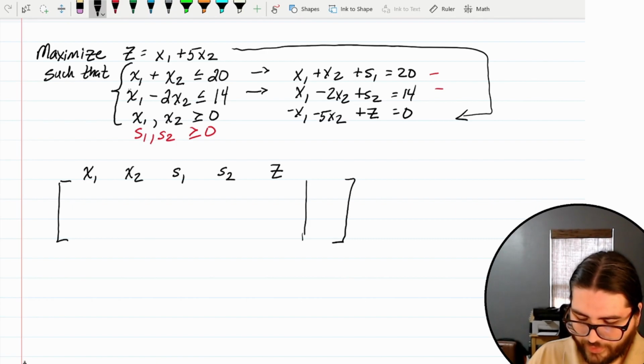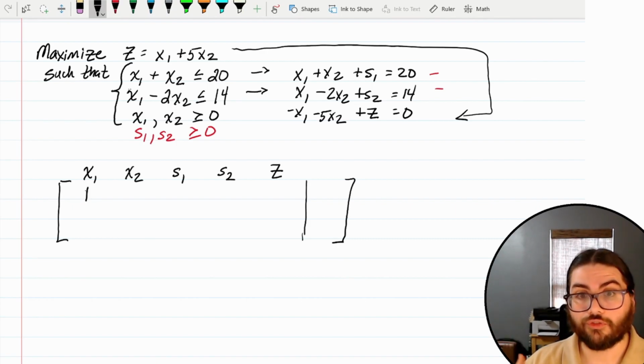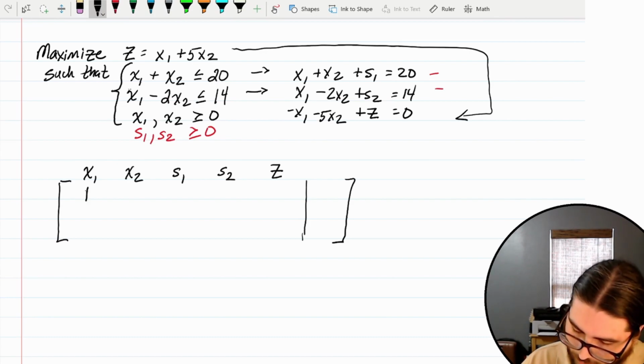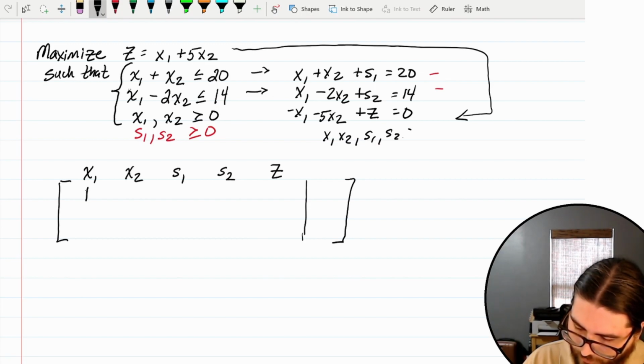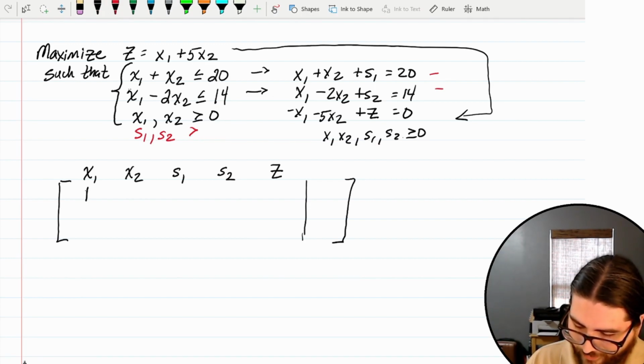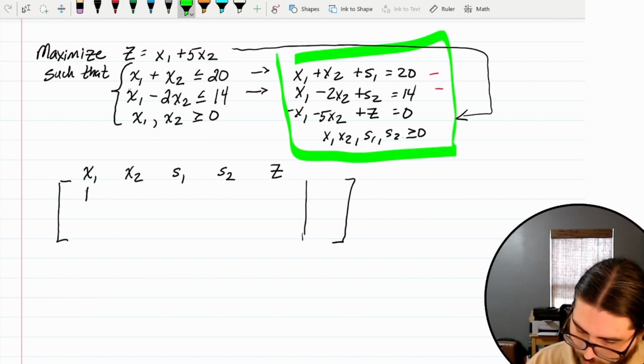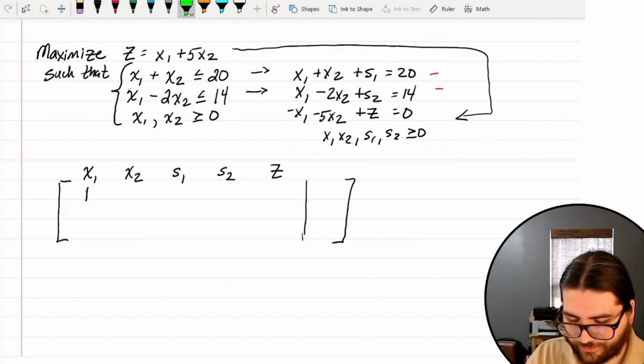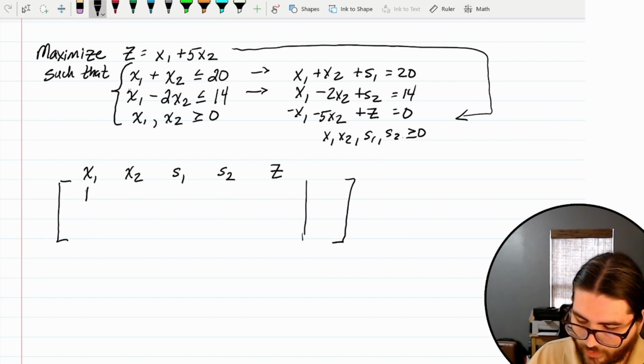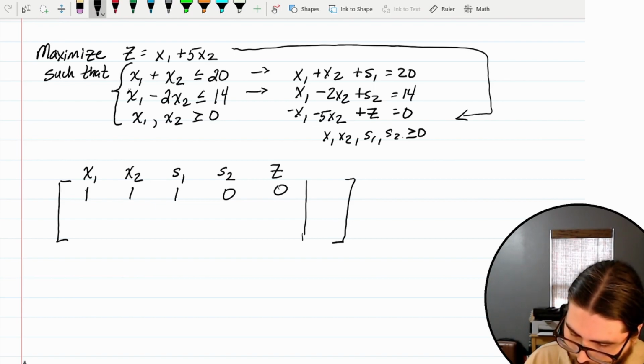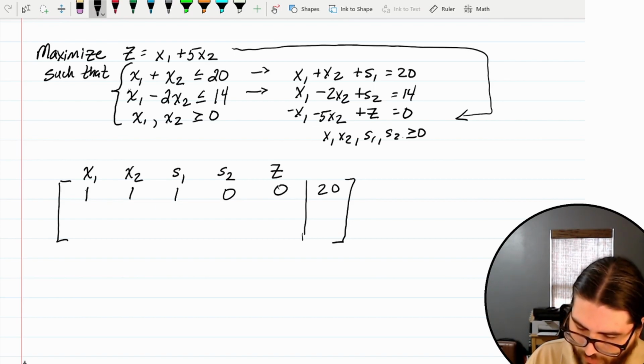And now I fill it in. Remember all of the coefficients from my system of equations. There we go. I put it there. So this is basically my full system of equations that I'm transforming into a matrix. 1, 1, 1, 0, 0, 20, 1, negative 2, 0, 1, 0, 14.